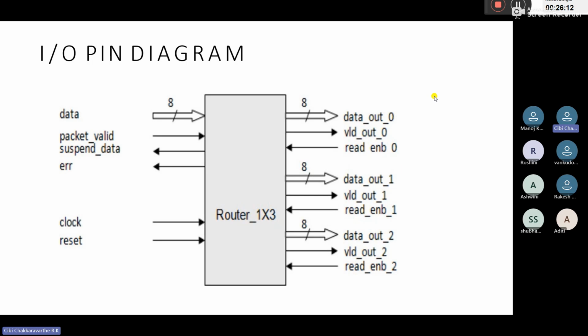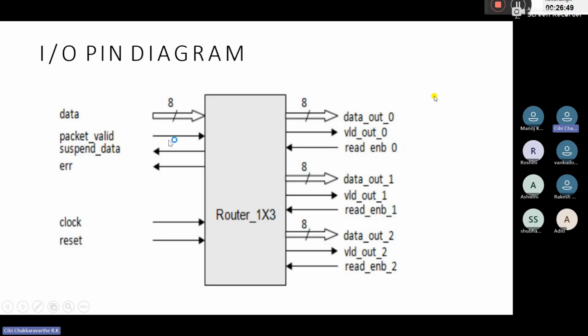Data out means we get one input data and it should be delivered to any one of the three output data. Before the data reaches the destination, there is one more signal before data out, that is valid out. The valid out signal goes from source to destination, and it tells that the output data is coming.